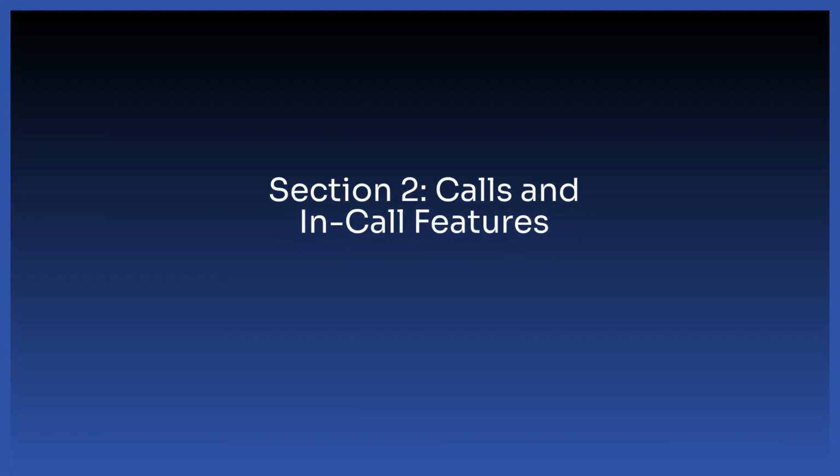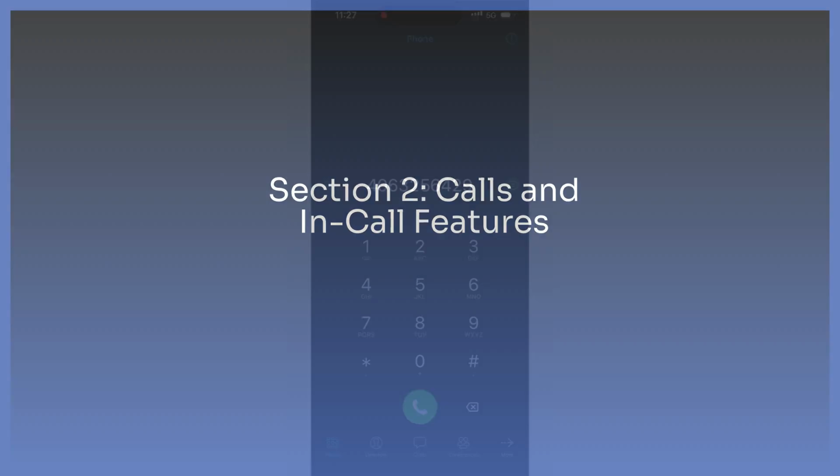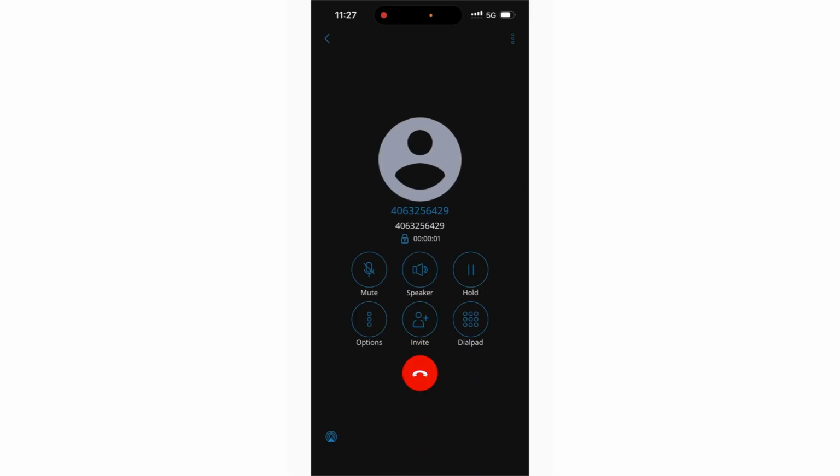Section 2. Calls and in-call features. When you make or receive a call, the SIP call screen will appear and you'll see the Call Control Center screen. You can mute your microphone so the other person cannot hear you. You can turn on speakerphone for hands-free conversations or when you want others nearby to listen in. You can also place the call on hold, which plays music until you resume or transfer the call.